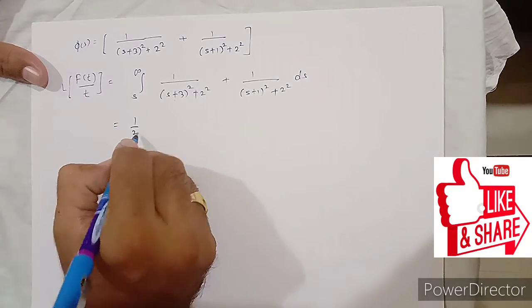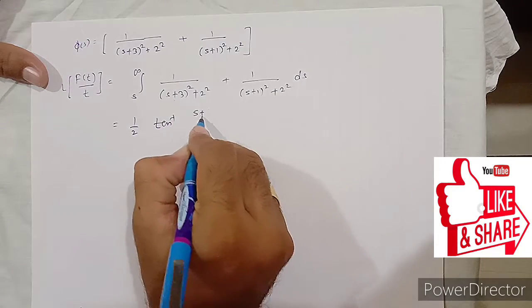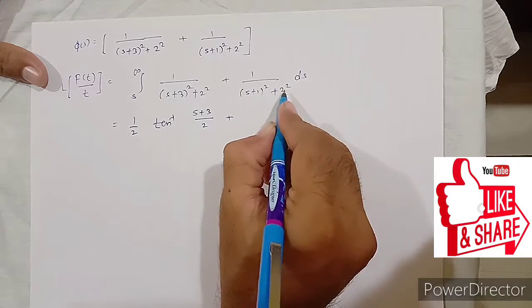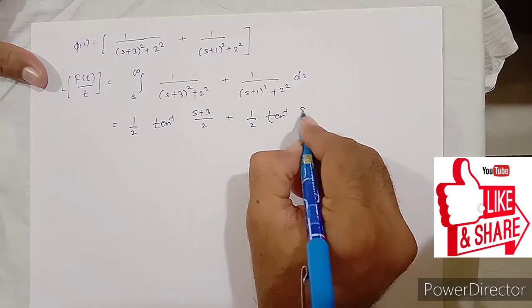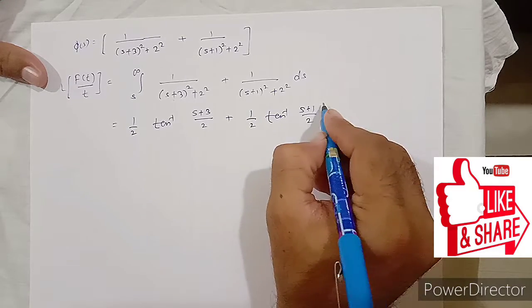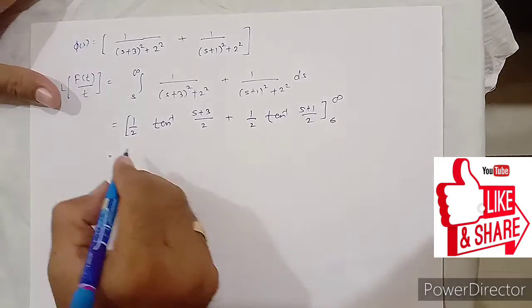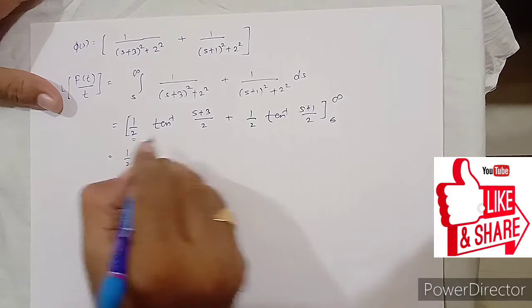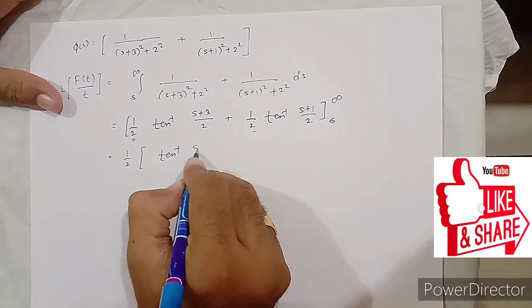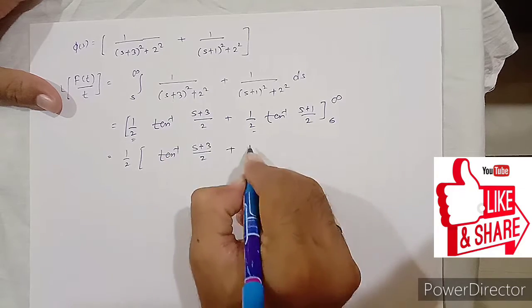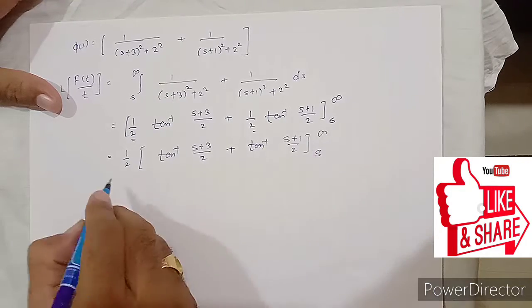What is the a here? a is 2 here, right? So tan inverse of s upon a, what is the s? s plus 3 divided by 2, plus again, what is the a? 2. Again tan inverse, what is the s? s plus 1 divided by a, that is 2. Limits are s to infinity. Now taking 1 upon 2 outside, because 1 upon 2 is available in both the terms, we are putting 1 upon 2 outside. Inside there is tan inverse of (s plus 3) divided by 2 plus tan inverse of (s plus 1) divided by 2. Limits are s to infinity, right?